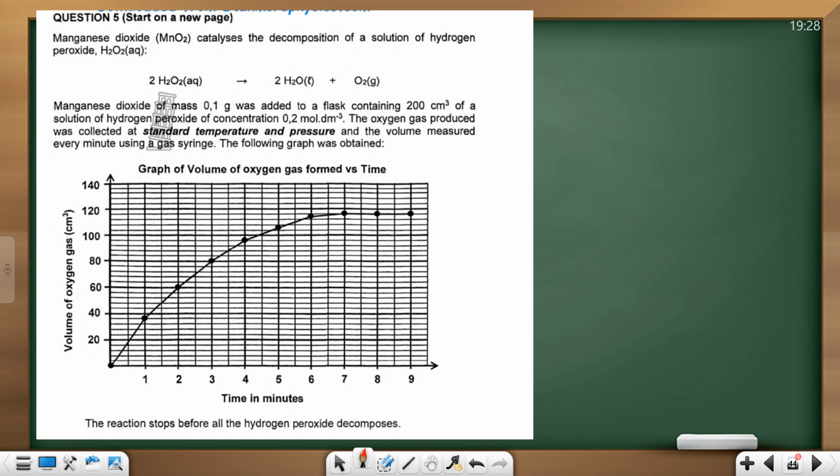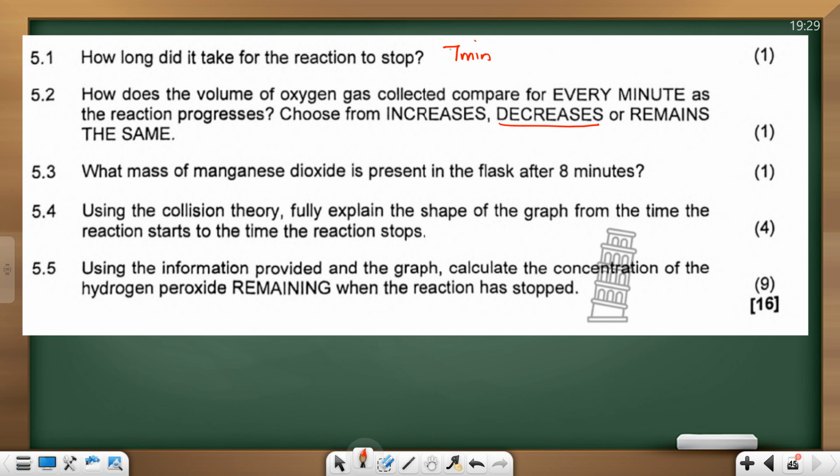So the answer is 0,1. Guys, did that make sense? It does not take part in the reaction. Use collision theory. Fully explain the shape of the graph from the time the reaction starts.